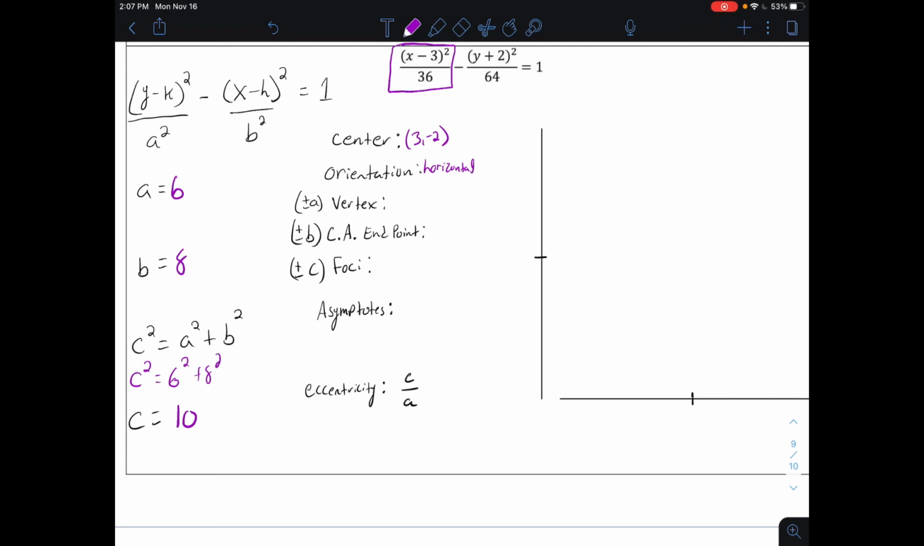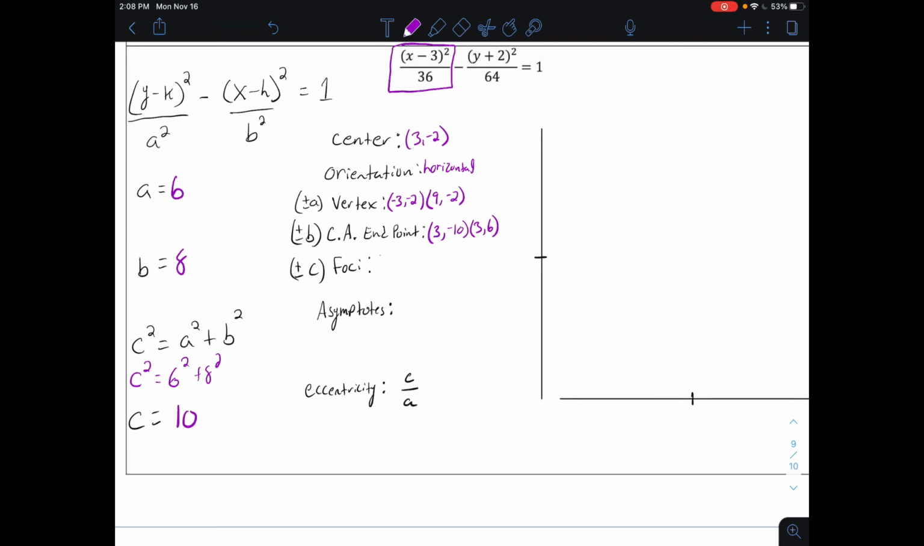Since the orientation is horizontal, our vertices are going to be left and right of the center. For one vertex, I would do 3 minus a, so it would be -3, -2. The other vertex would be at 9, -2. So plus or minus a gives my vertices. For the conjugate axis endpoints, it's plus or minus b in the other direction, so it'd be 3, and now b is 8, so -2 minus 8 gives one endpoint at -10, and the other endpoint of the conjugate axis is at -2 plus 8, which is +6.